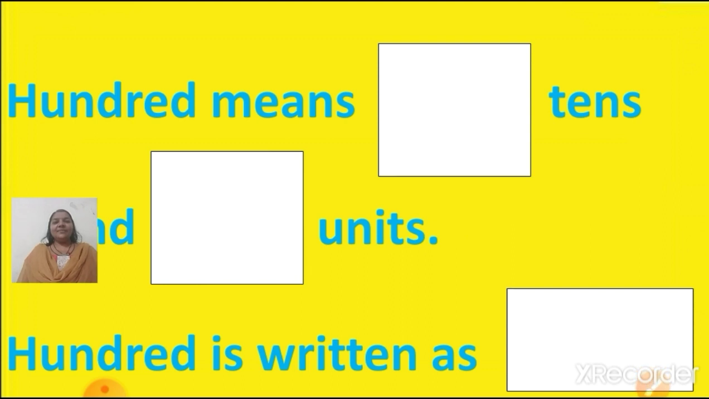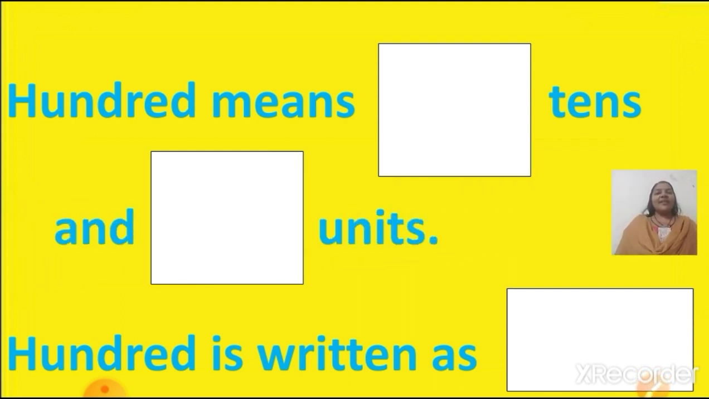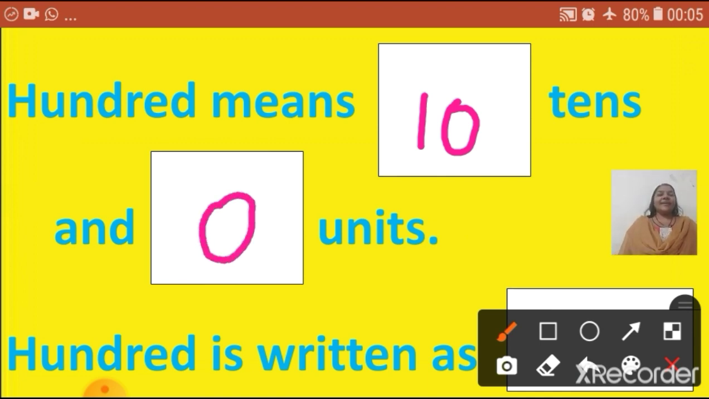So children, 100 means how many tens then? 100 means 10 tens. Correct children? And how many units? Yes, 0 units. 100 means 10 tens and 0 units.